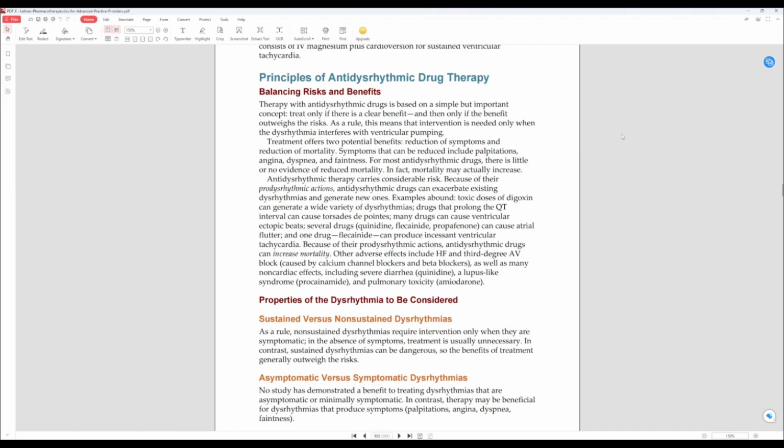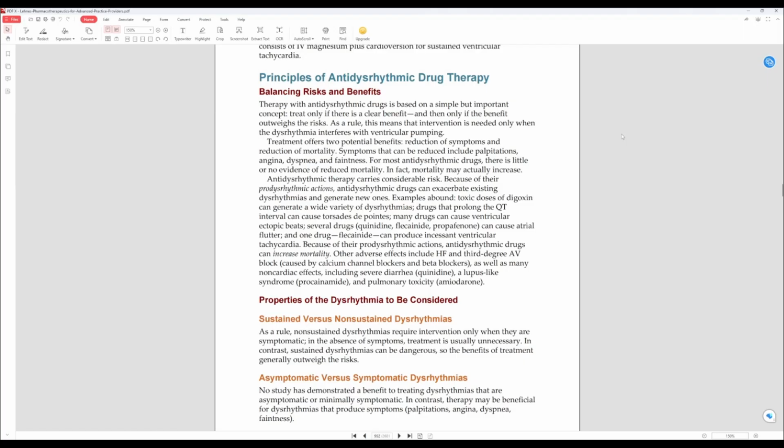Because of their pro-dysrhythmic action, antidysrhythmic drugs can exacerbate existing dysrhythmias and potentially generate new ones. Examples of this, for instance, are the toxic doses of digoxin, which can generate a wide variety of dysrhythmias. Drugs that prolong the QT interval can cause torsades de pointes. Many drugs can cause ventricular ectopic beats. Several drugs can cause atrial flutter, and one drug, for instance flecainide, can produce incessant ventricular tachycardias.